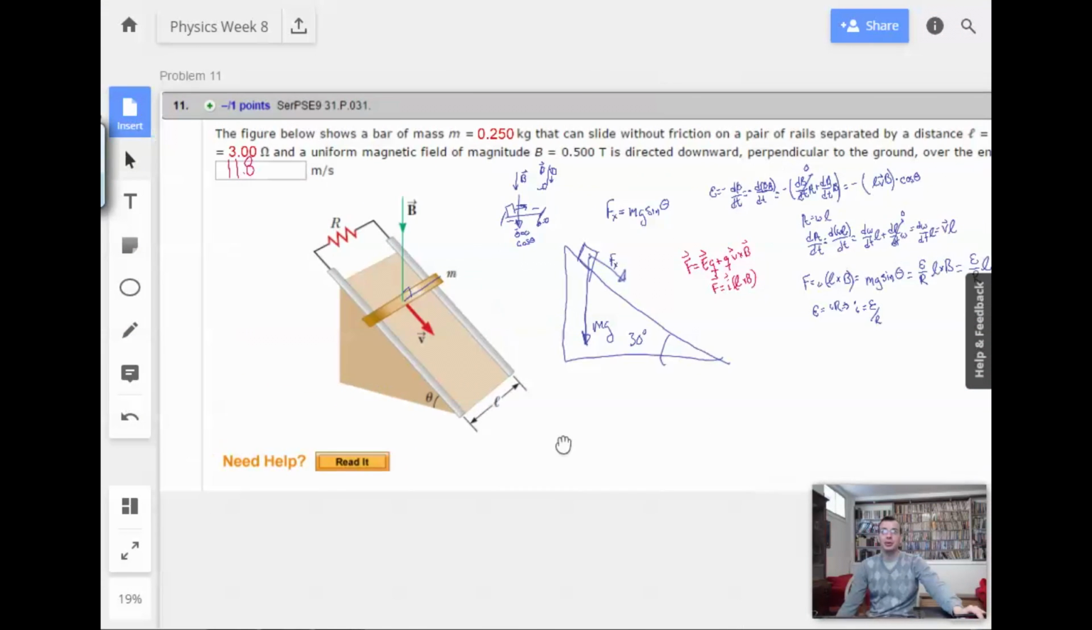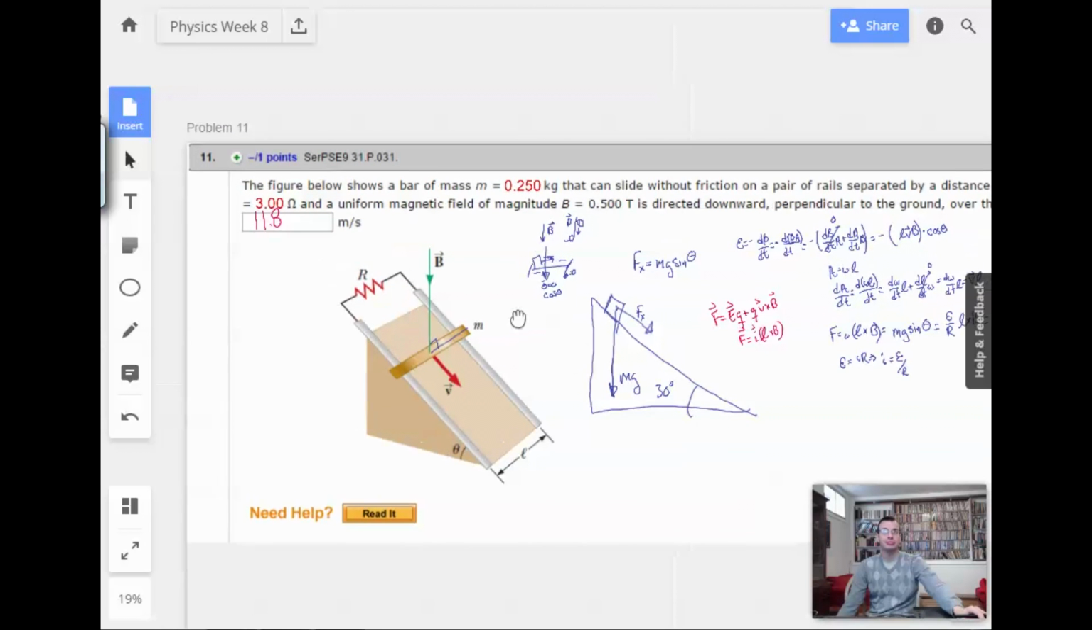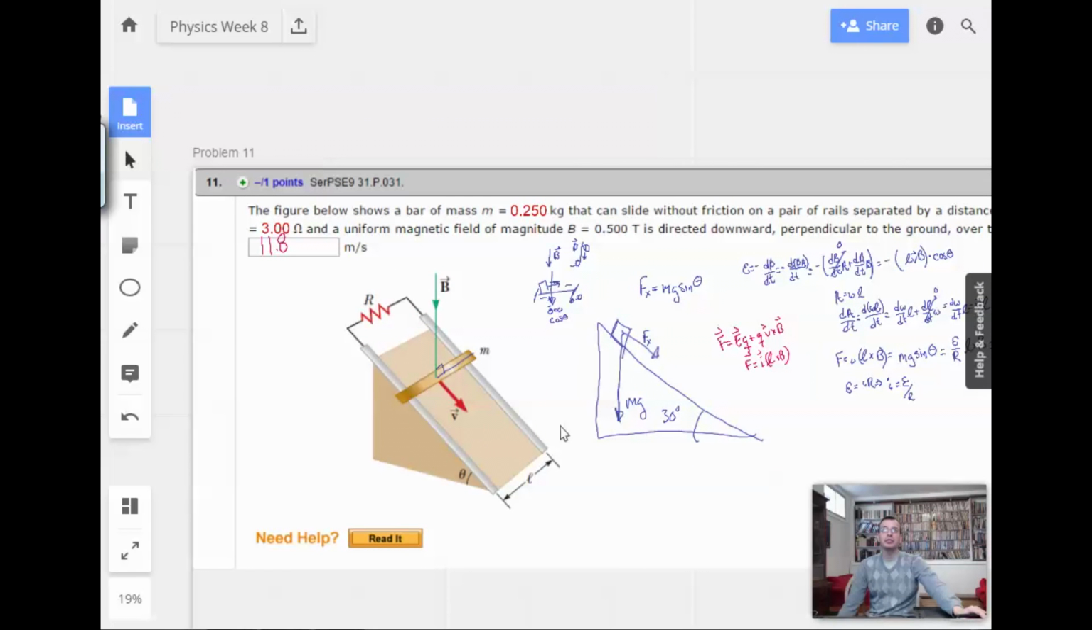Yep, you go with that and you move on to the next problem. They didn't ask us to find which direction things go, which is probably good. Alright, sounds good. See you on problem 12.